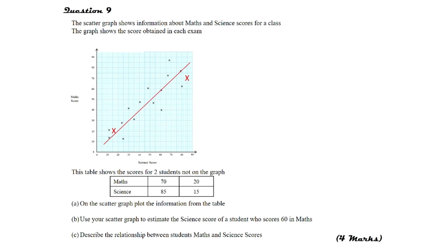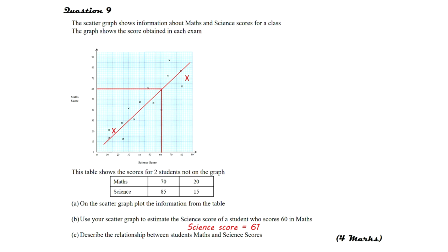The other thing you need to show the examiner is the lines that you use to do this estimation. So I can see that somebody got 60 in maths, so I'm going to go from my maths axes, which in this case is the y-axis, and read across at 60. I'm going to hit my line of best fit, spin 90 degrees and go down, and that will give me an associated score for science. And I can see that my line reads down at about 61, 62. So I've gone with 61.